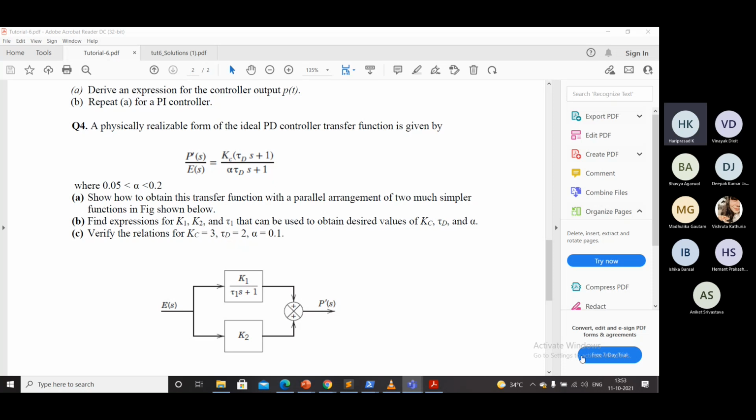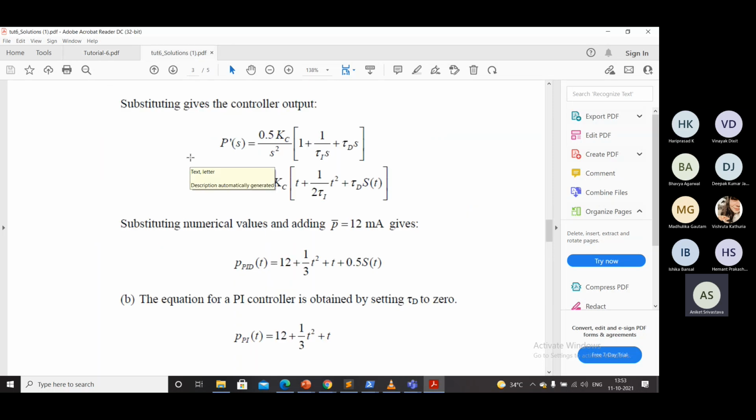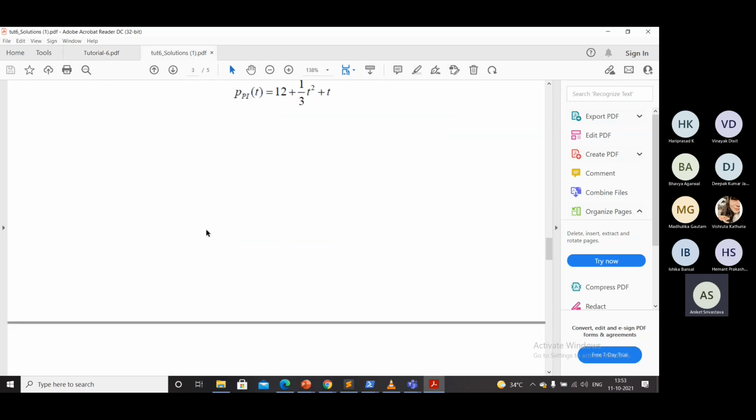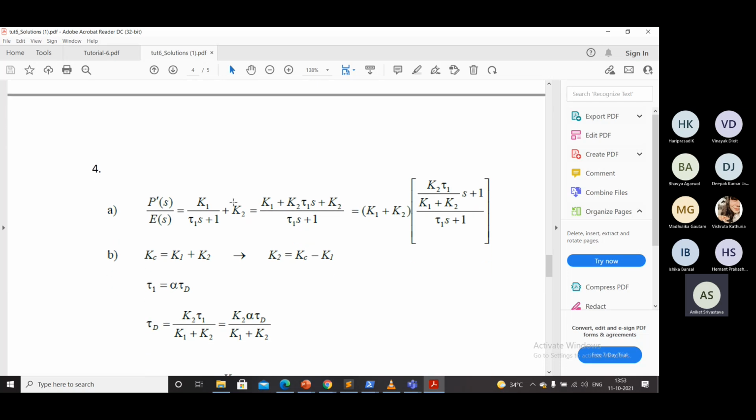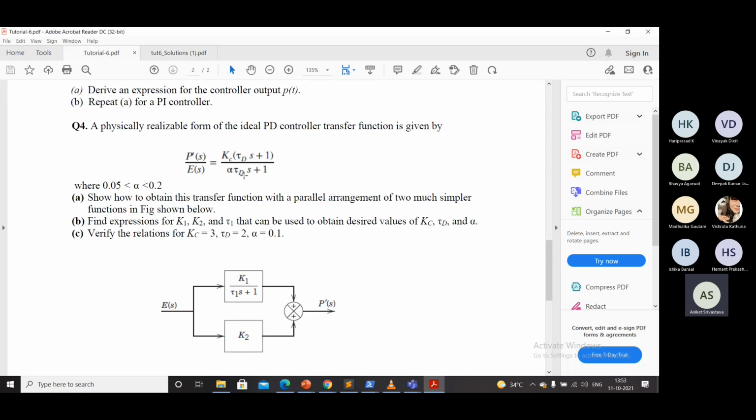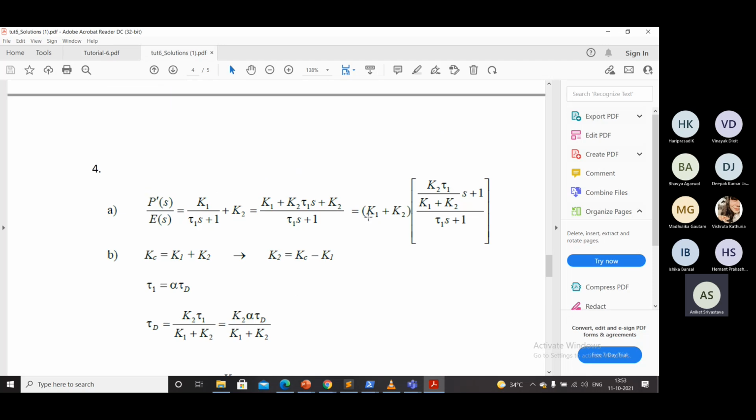So maybe Aniket, now you can share the solution and check. Yes. It was pretty much the same as he explained. Basically we just have to add these two, and we can convert this expression in terms of the original expression given in the question, which is Kc, tau d, alpha tau d. So from here we can compare: our Kc should be equal to K1 plus K2.